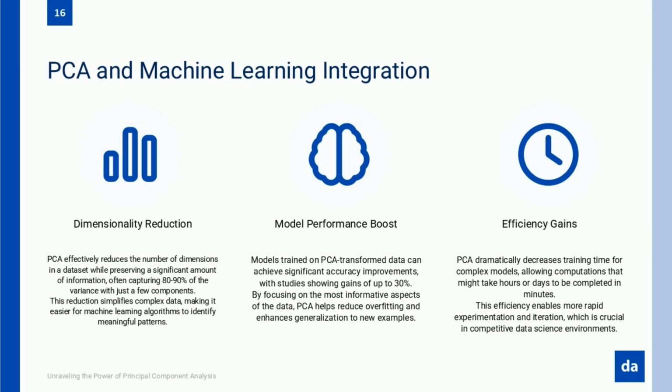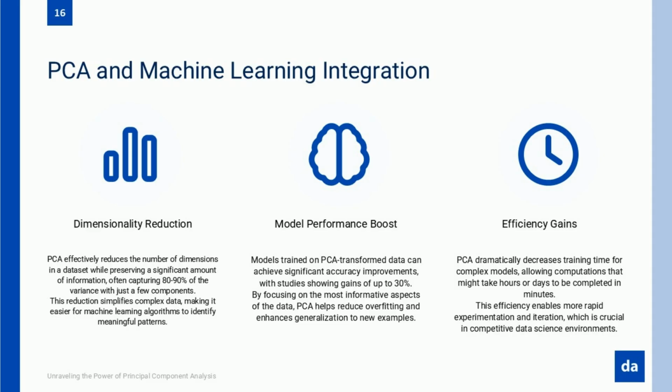The benefits extend beyond theoretical improvements. In practical terms, models trained on PCA transformed data often demonstrate significant performance gains. Studies have shown that classification models using PCA preprocessing can achieve accuracy improvements up to 30% compared to those using raw, high-dimensional data. This boost in performance stems from PCA's ability to filter out noise that would otherwise confuse the learning process.